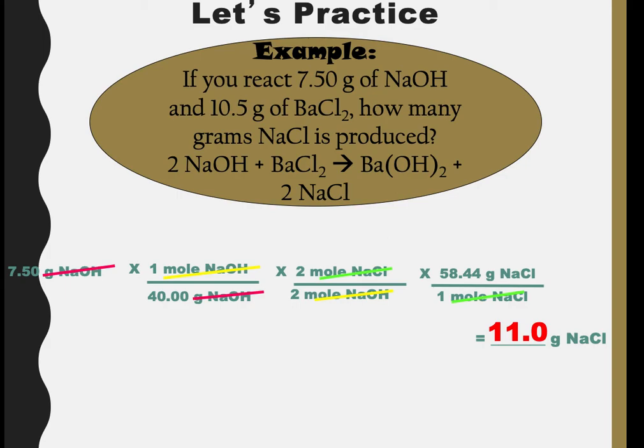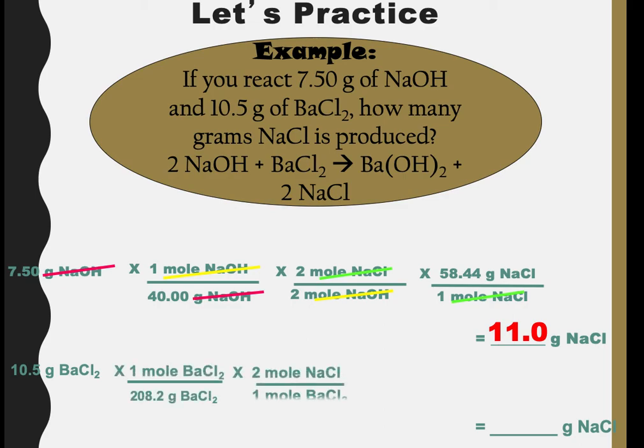And so now we're going to do the exact same thing, but this time with the barium chloride. So the 10.5 grams barium chloride, which is in the problem, divide by the molar mass to convert it to moles. Use the mole ratio to convert to moles of salt. And then multiply by the molar mass of sodium chloride. And we find that we get, when we do the math, that we can make 5.9 grams of sodium chloride.